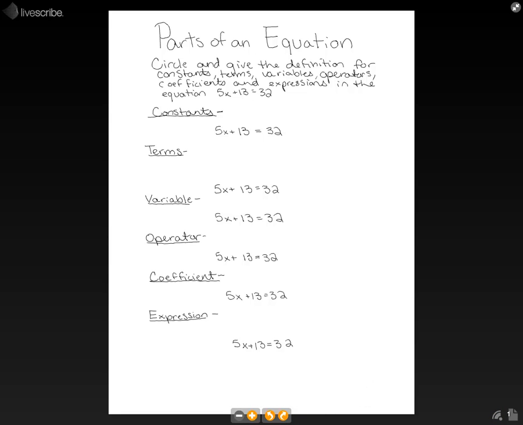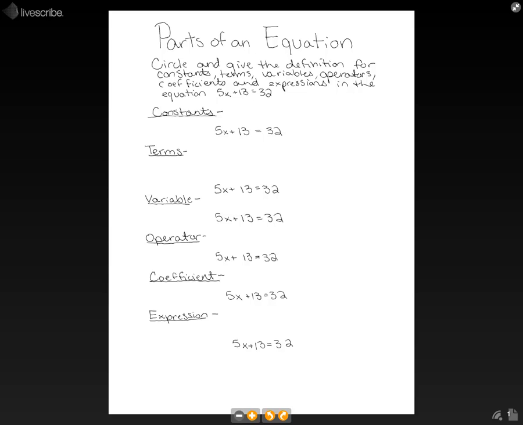Parts of an equation. So in math, we don't always deal with many definitions, but it's always important to know the different parts of an equation, what they mean, and how to pick them out of equations. So we're going to circle and give the definition for constants, terms, variables, operators, coefficients, and expressions in the equation 5x + 13 = 32.